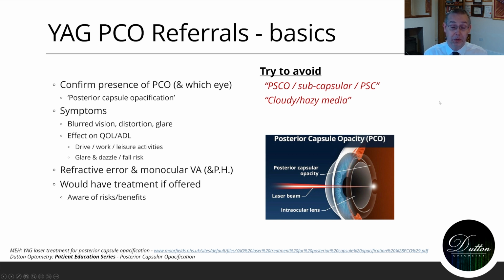So PCO, posterior capsular opacification. And again, cloudy and hazy media is ambiguous. It doesn't really differentiate between a cataract and PCO. There will be some exceptions to this, but generally speaking, it'd be unusual to do a YAG capsulotomy within 3 months of the surgery. Some would say even within the first 6 months.